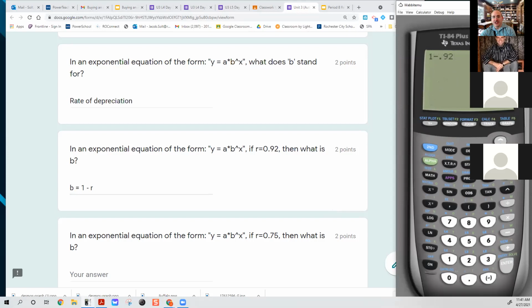And that tells me the rate of depreciation is 8%, right? If I multiply this by 100, I'll get 8% depreciation.